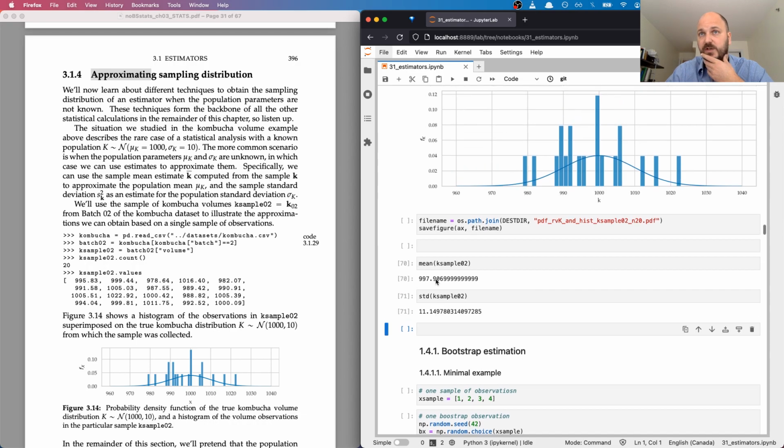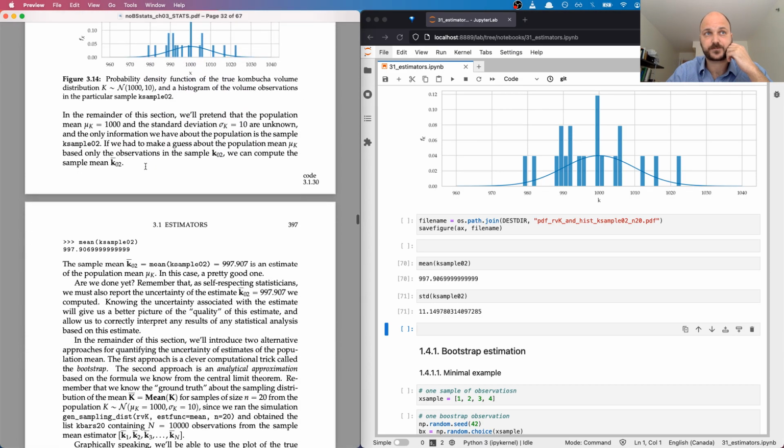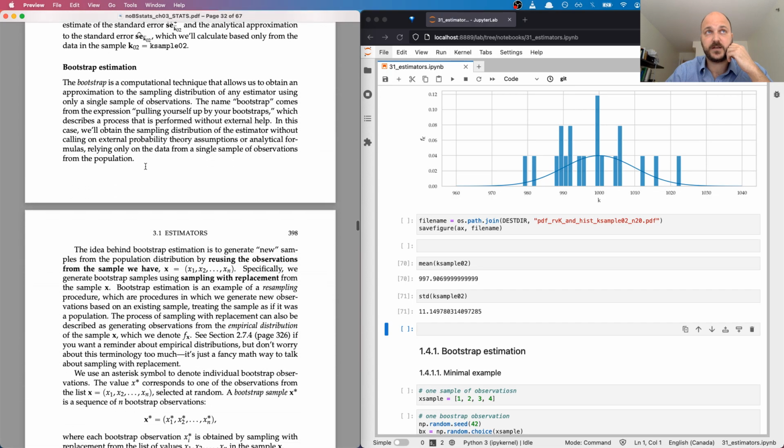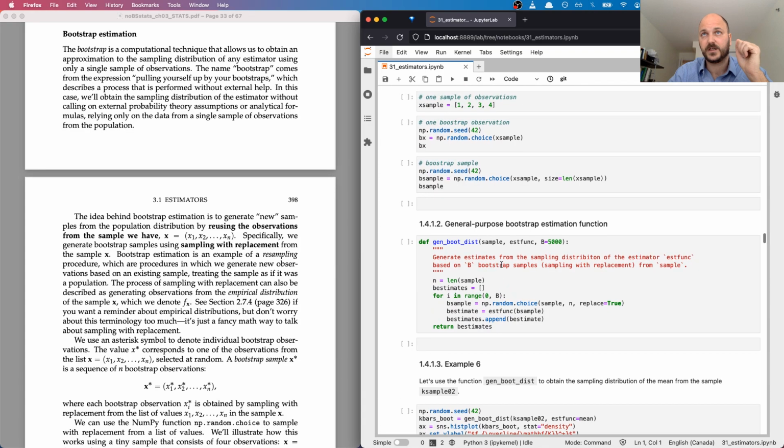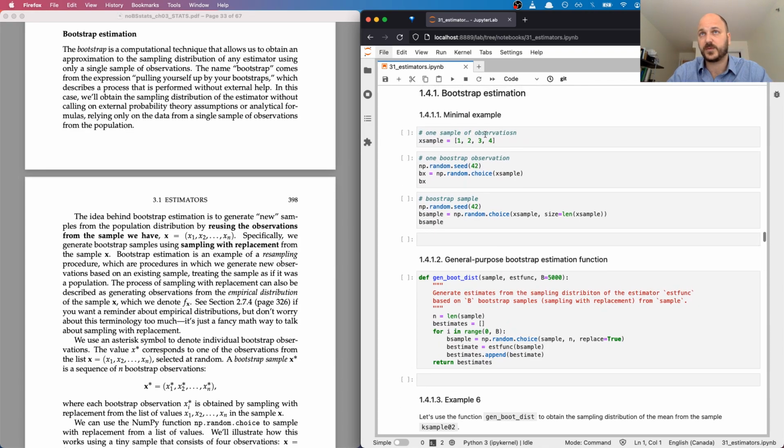Okay, so can we just take the data from this sample to estimate the sampling distribution? So this is what we're talking about now. And the first way to approximate is called the bootstrap estimation procedure. All right. It's best to show it through an example. So instead of the kombucha, let's generate this little sample here, just 4 observations.